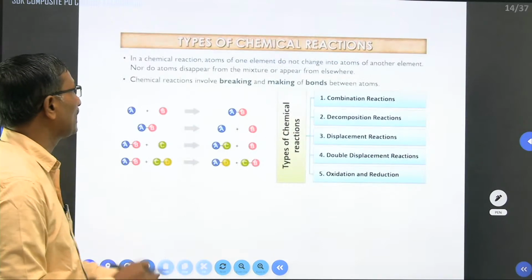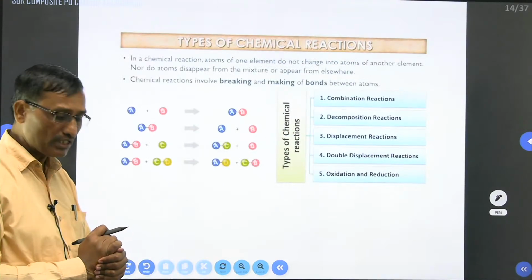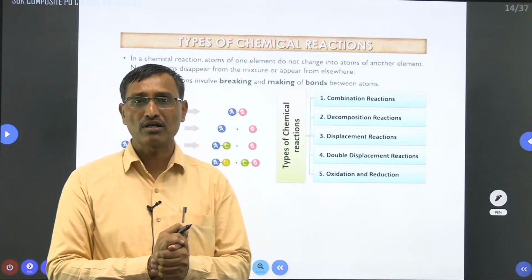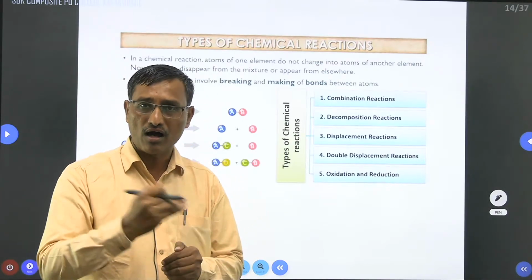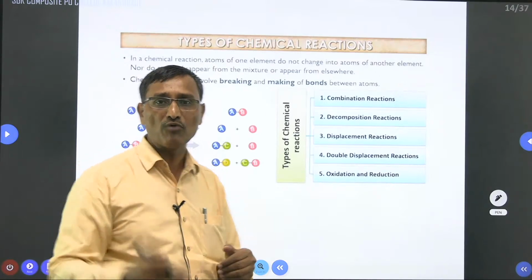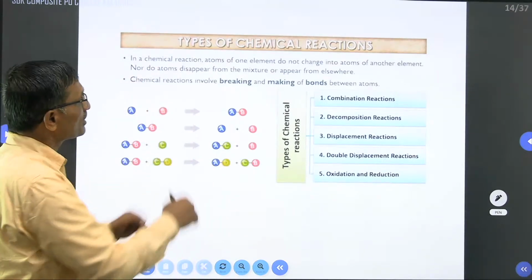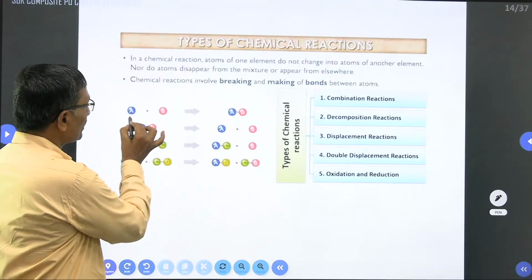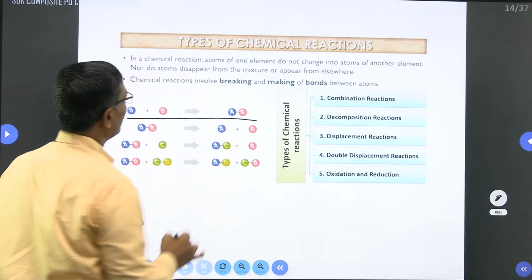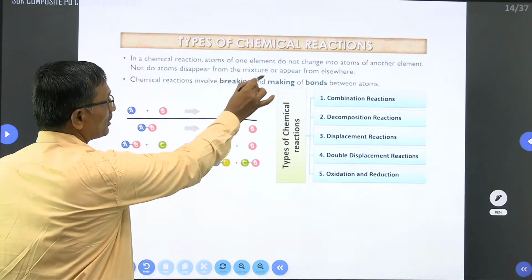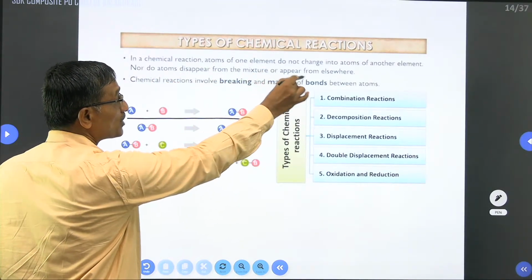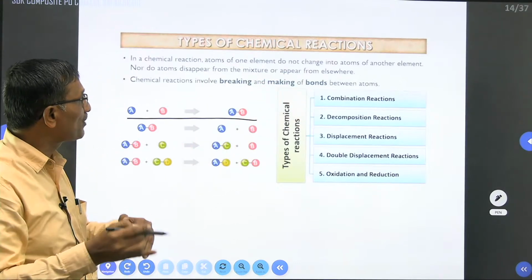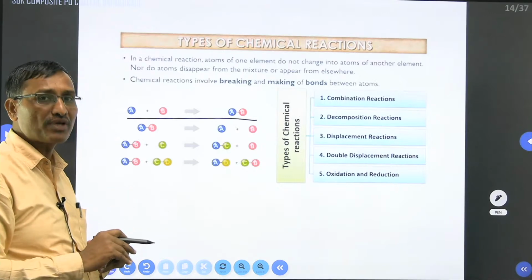Now coming to the next types of chemical reactions. I said already there are various different types of chemical reactions. What are these? With an example we will now discuss. In a chemical reaction, atoms of one element do not change into atoms of another element, nor do atoms disappear from the mixture or appear from elsewhere.